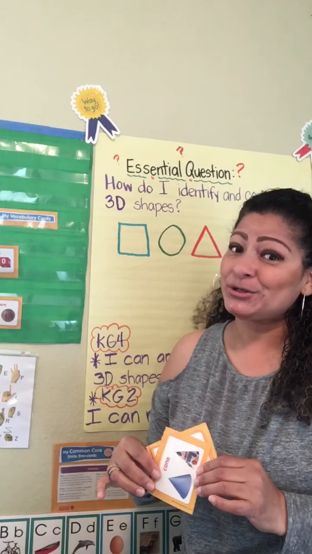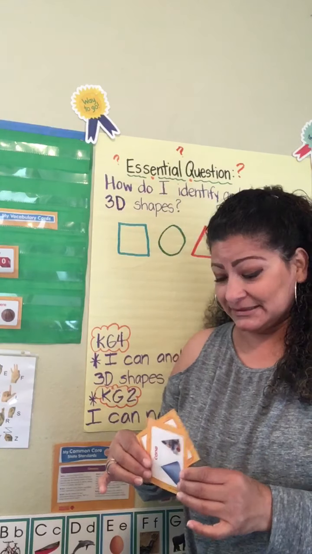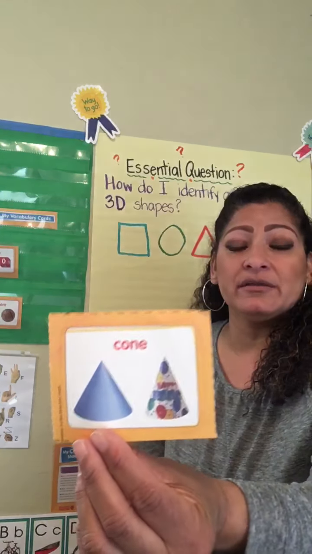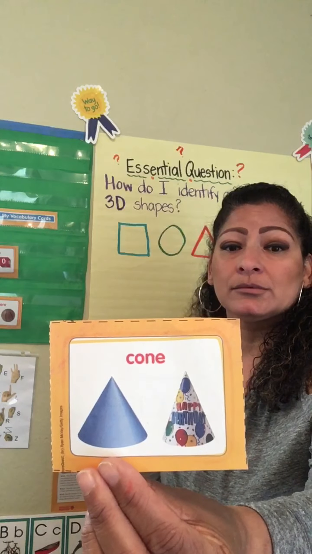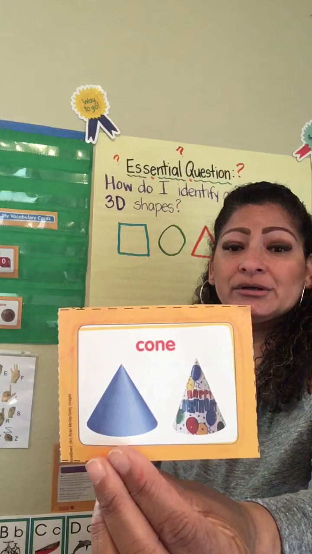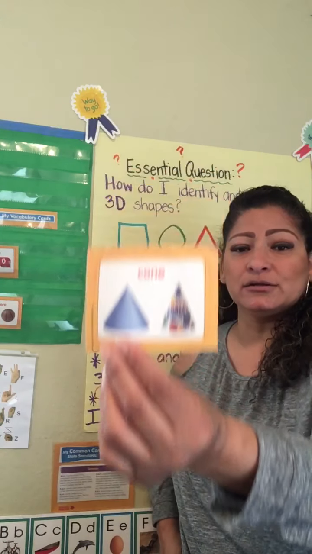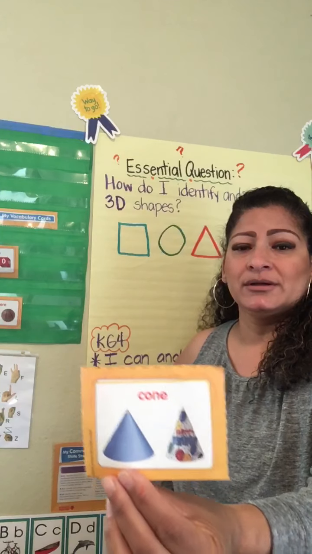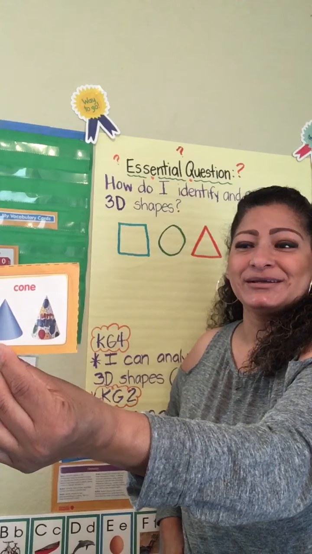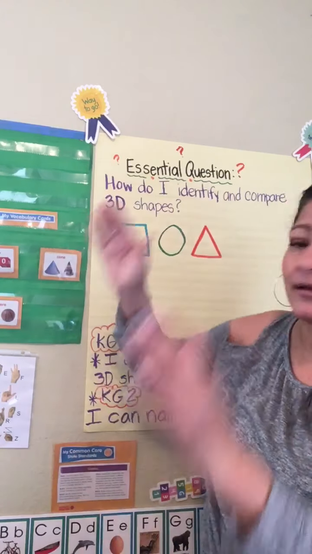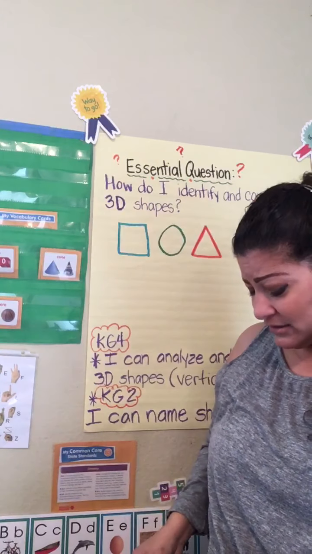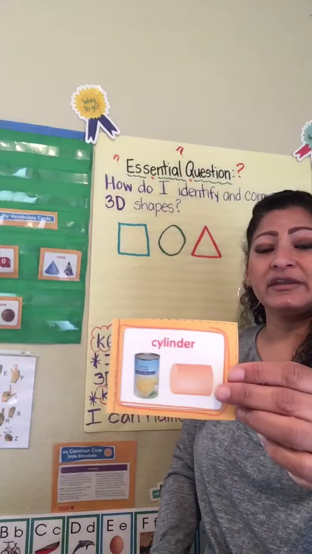Today we're going to continue learning about three-dimensional shapes. Today we're going to focus on this new shape. Say cone. Cone. Say it up high. Cone. Say it down low. Cone. Say it to the right. Cone. Say it to the left. Cone. Let's clap to that. Cone. One syllable.